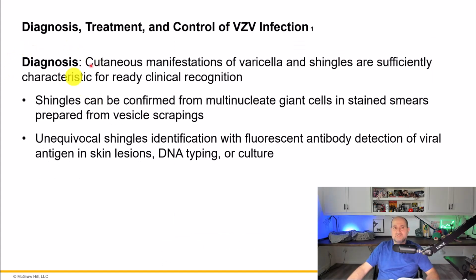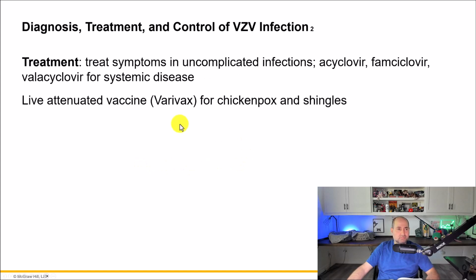And one of the best ways to diagnose this infection is simply by looking at the chickenpox or the shingles rash itself. With shingles, you can also look for multinucleate giant cells in stained smears prepared from those vesicle scrapings. Though unequivocal shingles identification is done by fluorescent antibody detection of viral antigen in skin lesions, DNA typing, or culture. What's the treatment? These are the treatments here.